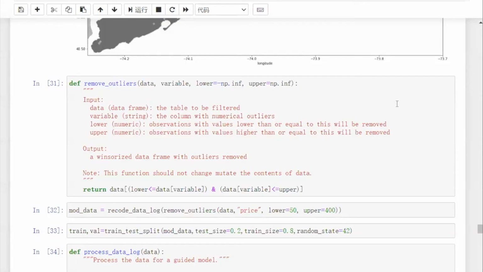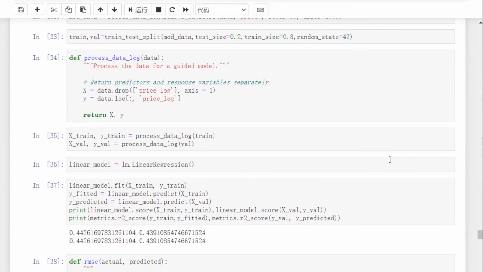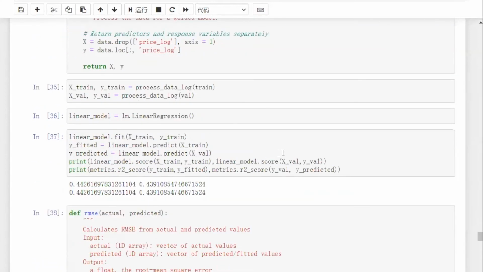As Wendy found above, the price data is more concentrated in the range from 50 to 400, so we plan to only use the data in this interval. Next, in order to take categorical variables into our models, we re-encoded the data and then divided the encoded data set into two data sets called trend and vol. And then we tried to fit a linear model.